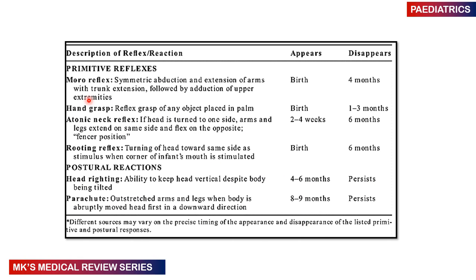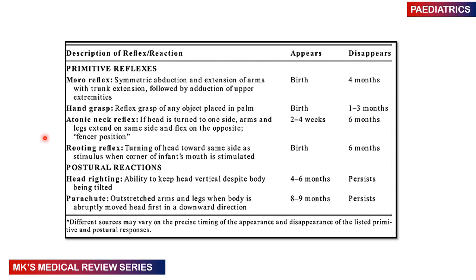So we have primitive reflexes. The Moro reflex is pretty much symmetrical abduction and extension of the arms with trunk extension. This is followed by adduction of the upper extremities. This appears at birth. It disappears by 4 months. The hand grasp is pretty much a reflex grasp of any object that is placed in the palm. This is at birth. It should disappear by 1 to 3 months.